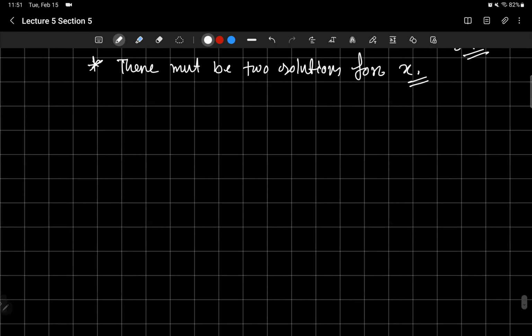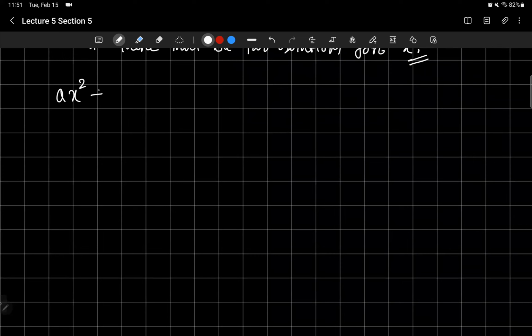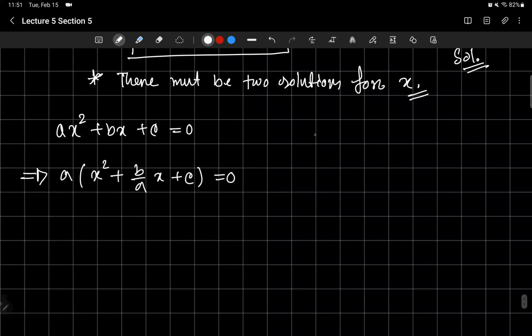So let's write down the equation first. ax squared plus bx plus c equals to 0. In the second line, what I'll do is that I'll factor out an a. This will look like something like this: x squared plus b by a times x plus c equals to 0. Oh, and another thing, we are also assuming a is not equals to 0.